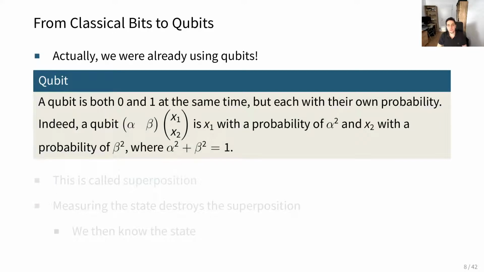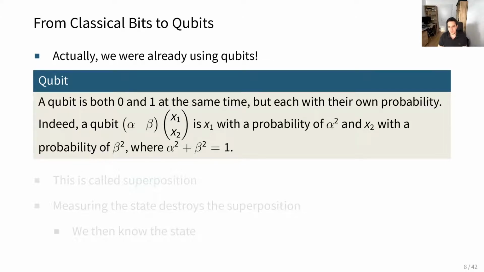So let's move on. Now we actually introduce this new concept of qubits. Until now we had classical bits, but now we have something new, which is a qubit. And the nice thing is, and this is also why we defined these bits by these two vectors, which we don't really need to do in the classical setting, but here we need to do that. The nice thing is that actually we were already using qubits.